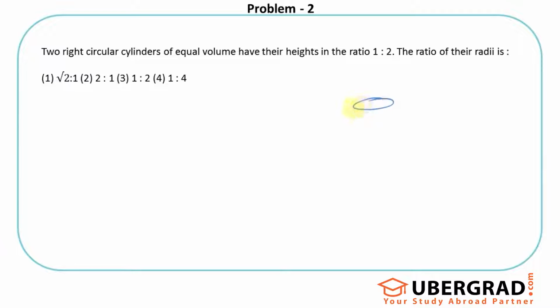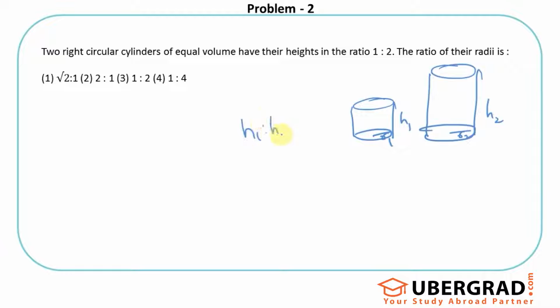Right? So if there's one cylinder like this, let's call this h1 and radius r1. And there's another cylinder which is like this, which is r2 and h2. I know h1 is to h2 is 1:2. And the volume is given to be the same. So h1 is to h2 is 1:2. What does that mean? That is h1 by h2 is 1/2. So 2h1 is h2, right? I just cross multiply, I get 2h1 is h2.